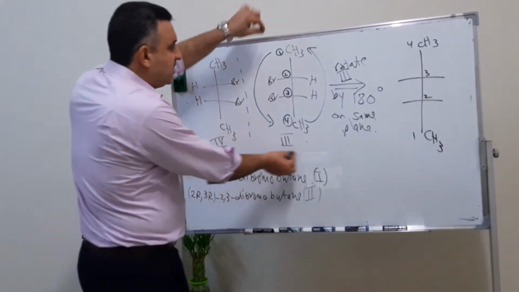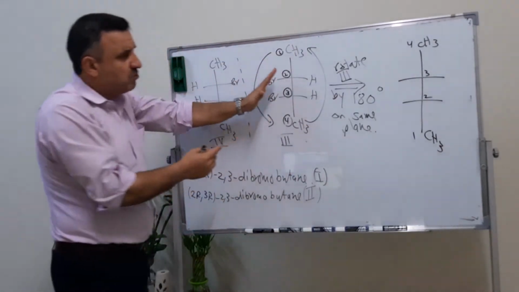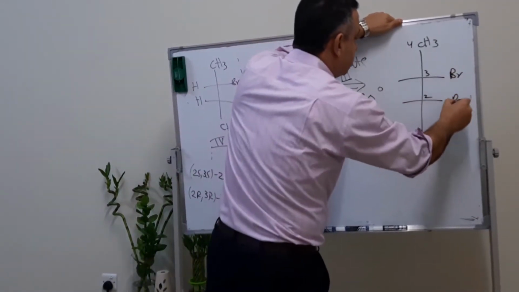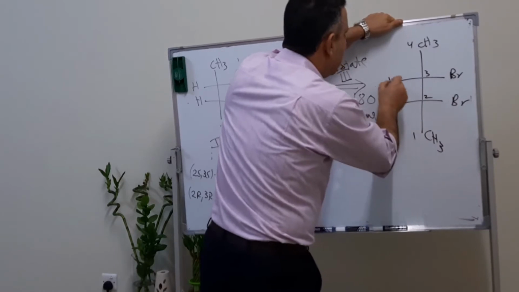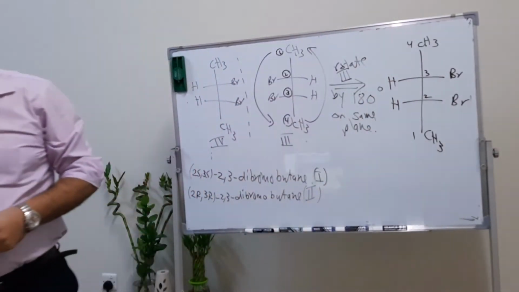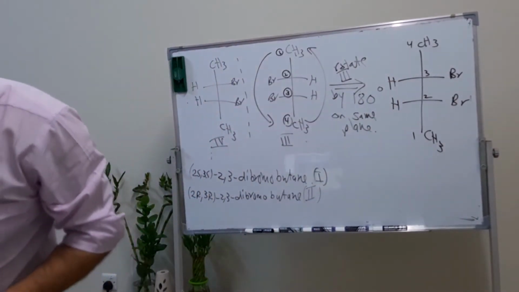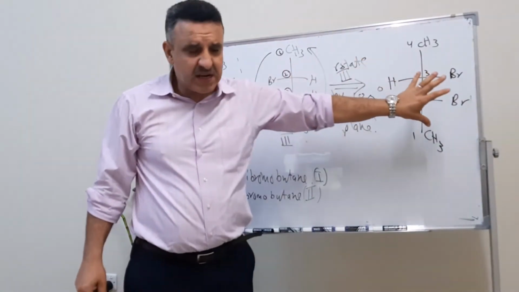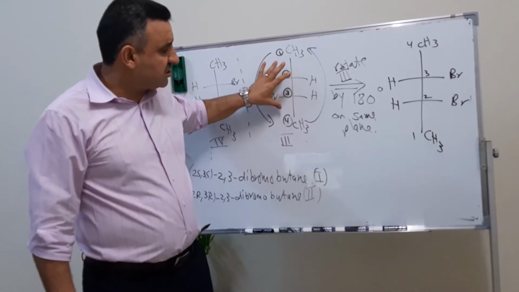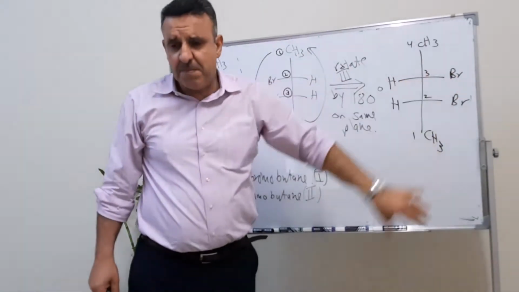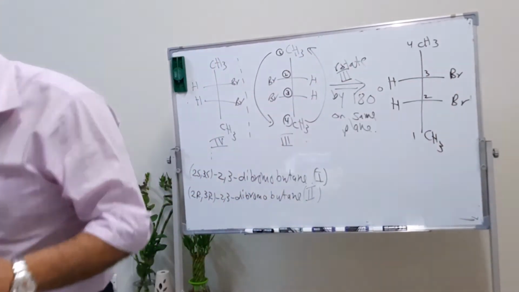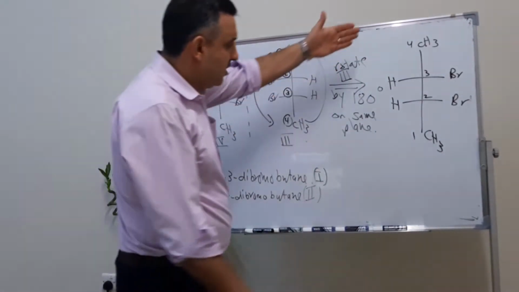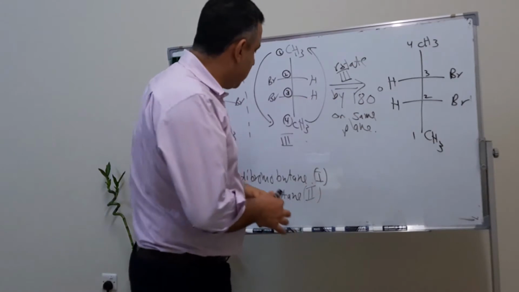Now, when you take this way, the bromine which was to the left side will become to the right side. And the hydrogens are vice versa. Is that clear? Can you imagine? Is it clear now how to rotate structure number 3, just rotation, by 180 on the same plane? Is that clear? All right. Now, as you can see, this is just a rotation of 3.